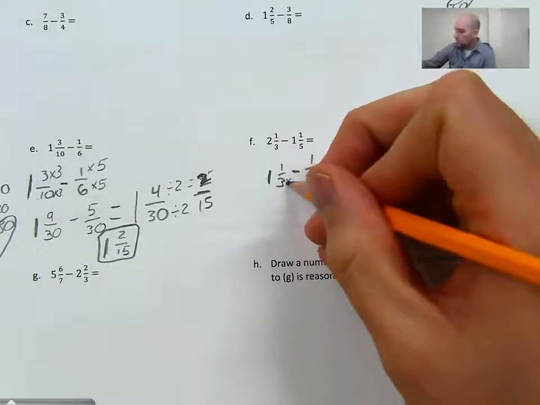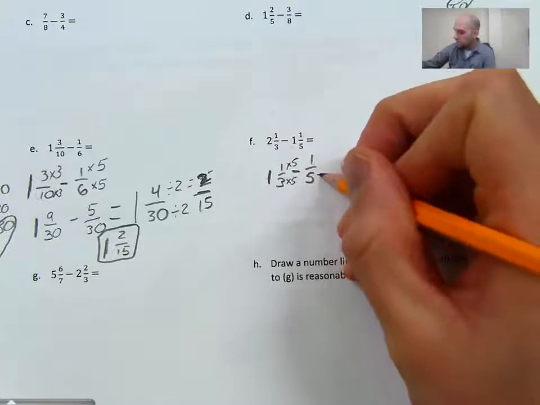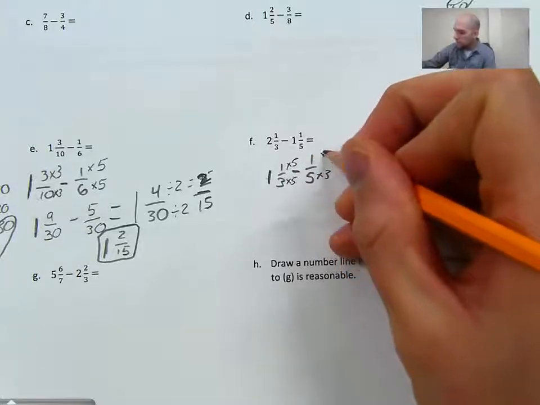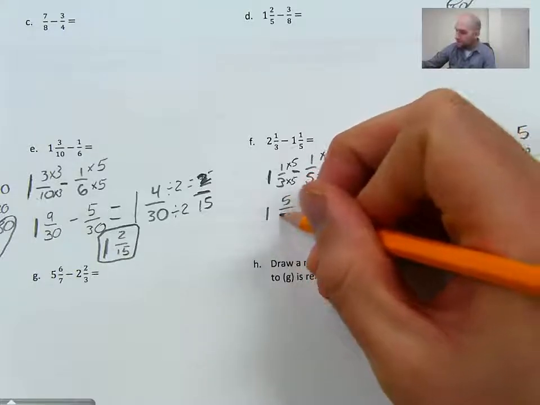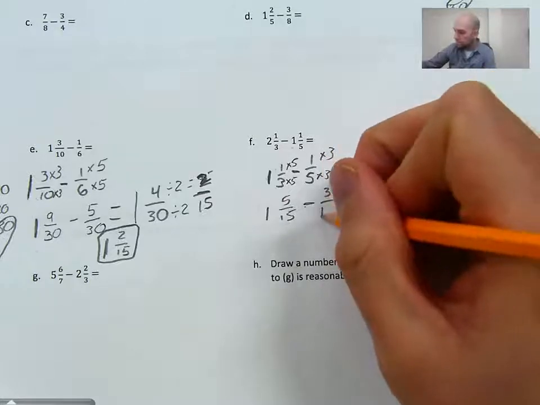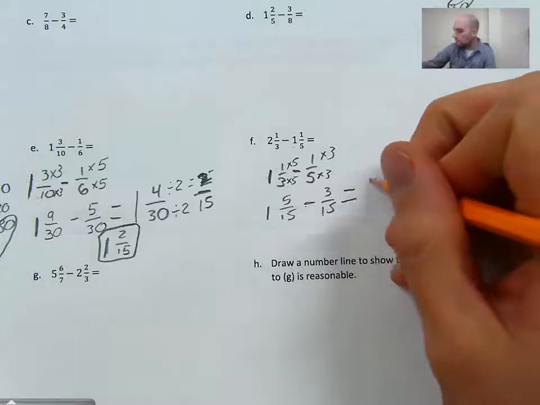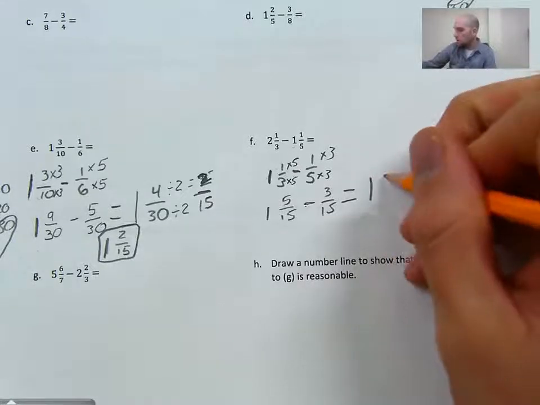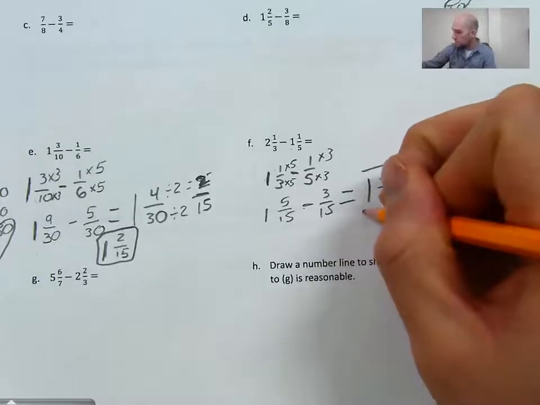So I need to multiply this by 5, multiply this by 5, multiply this by 3, multiply by 3. I'll get 1 and 5/15 minus 3/15. And I will get 1 and 2/15 as my answer.